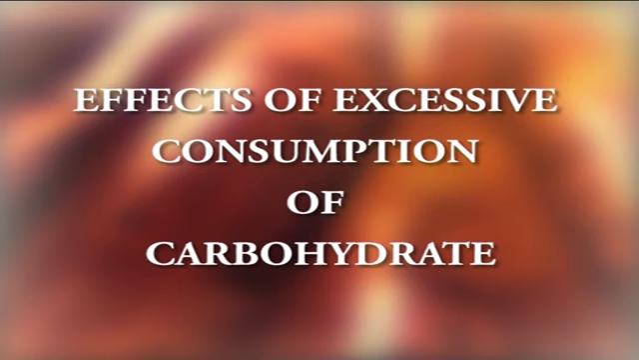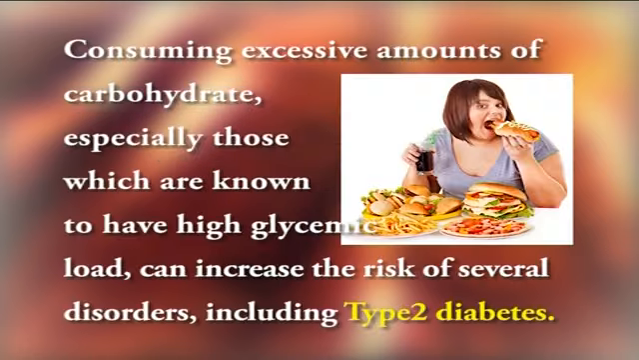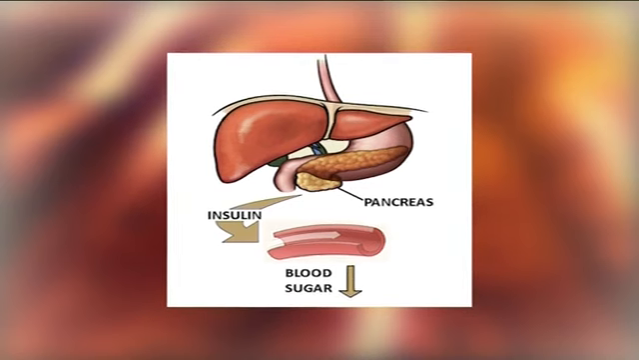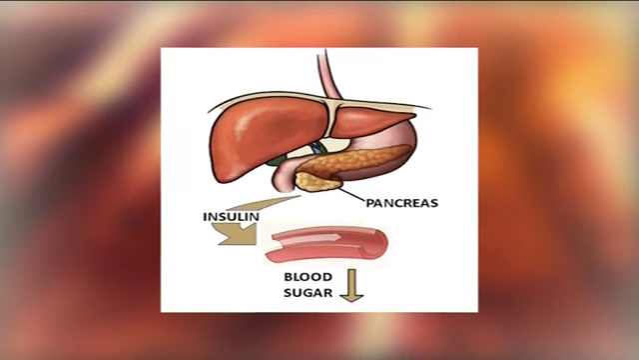Let's learn about the effects of excessive consumption of carbohydrates. Consuming excessive amounts of carbohydrates, especially those which are known to have high glycemic load, can increase the risk of several disorders including type 2 diabetes. This can cause sudden rise in the blood glucose and high demand on the pancreas for insulin secretion. This significantly increases the likelihood of development of type 2 diabetes.